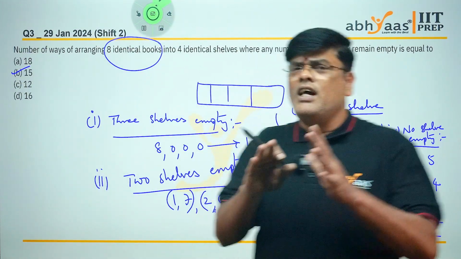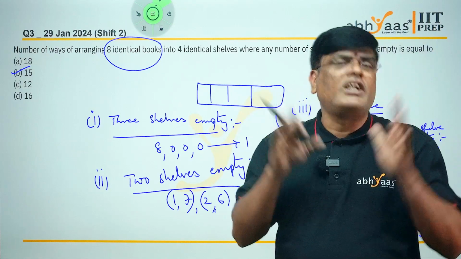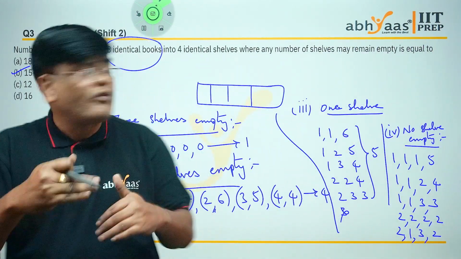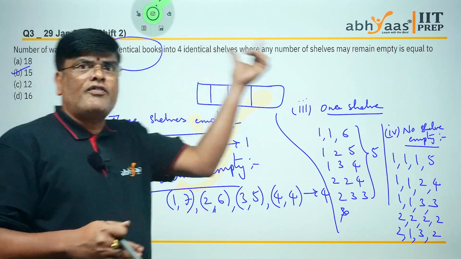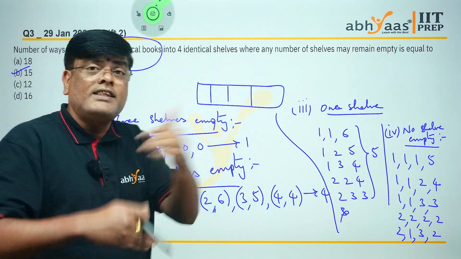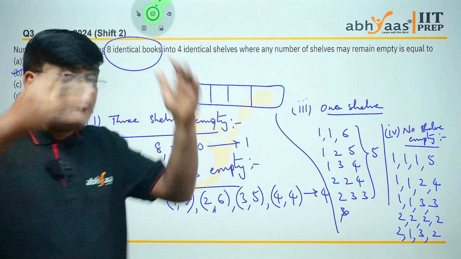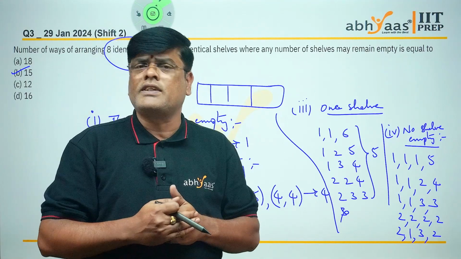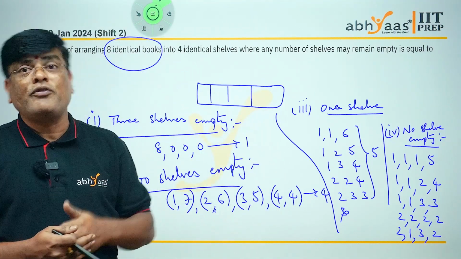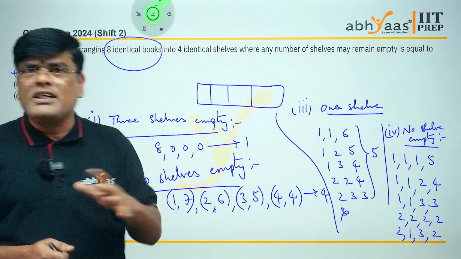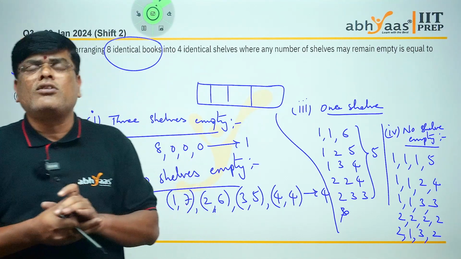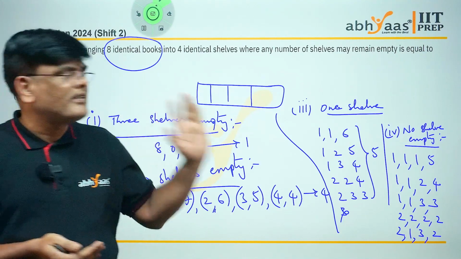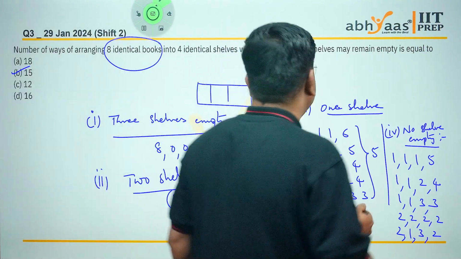So here we have to write the cases carefully. There is no alternative way. Because here there are 4 different, dissimilar shelves, we have formulas, the non-negative integral solutions concept, and with that concept we can solve. But here, when the word identical is included, we compulsorily have to write the cases. So yes, this is the question.